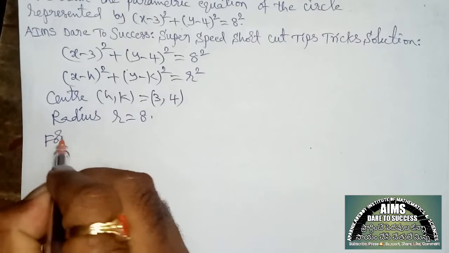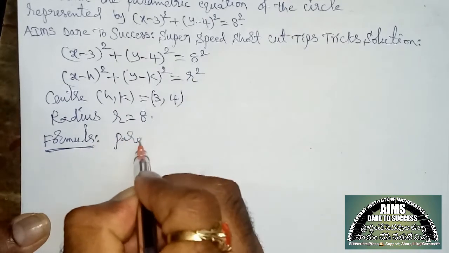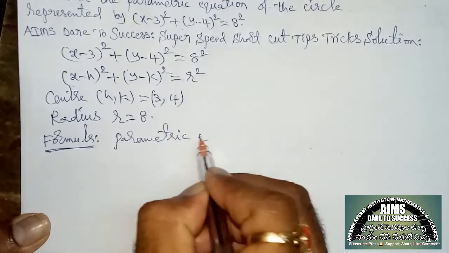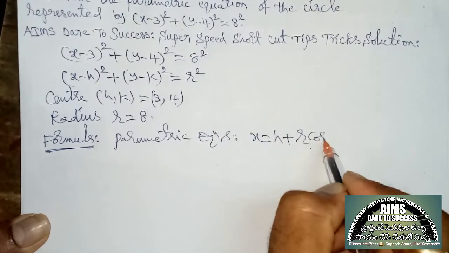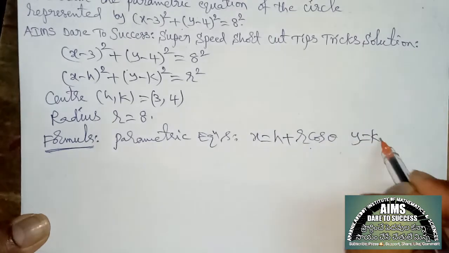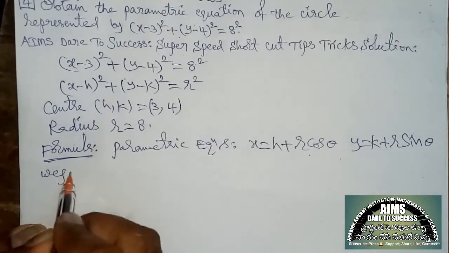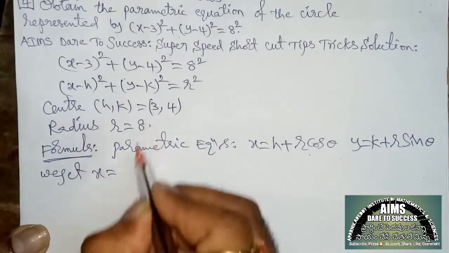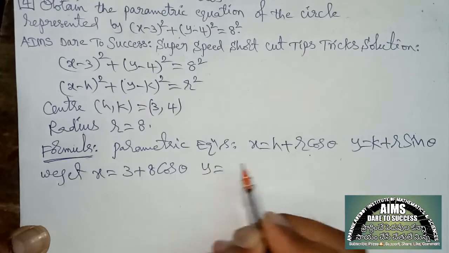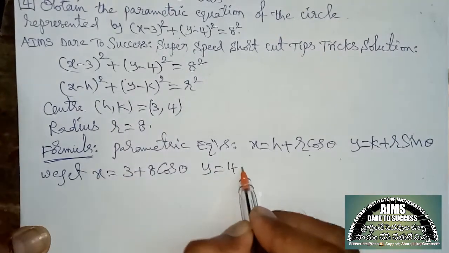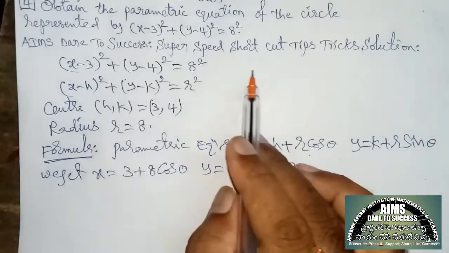Now I am writing the simplest and smallest formula. Parametric equations: x is equal to h plus r cos theta. Next one, y is equal to k plus r sin theta. We get x is equal to h value 3 plus r value 8 into cos theta. Next, y is equal to k value 4 plus r value 8 into sin theta, which is the required parametric equation.